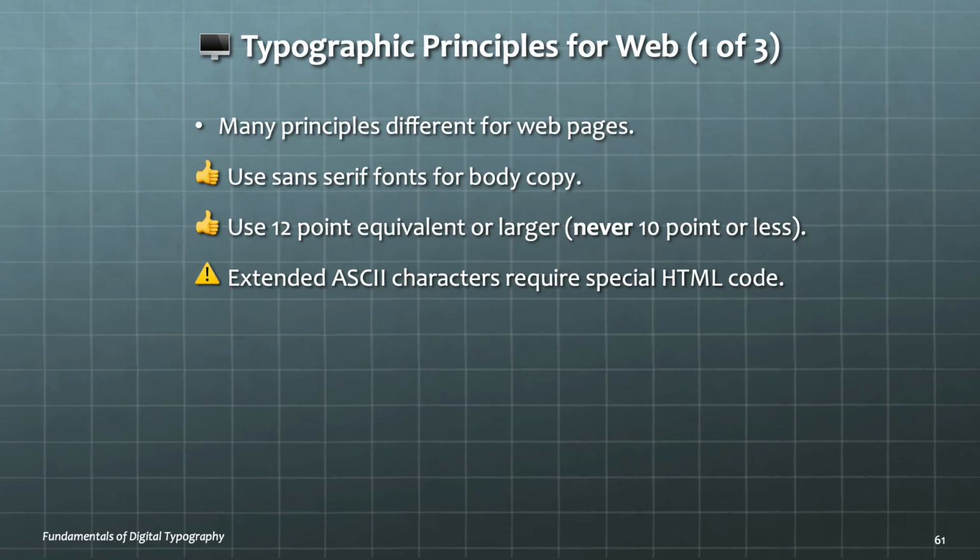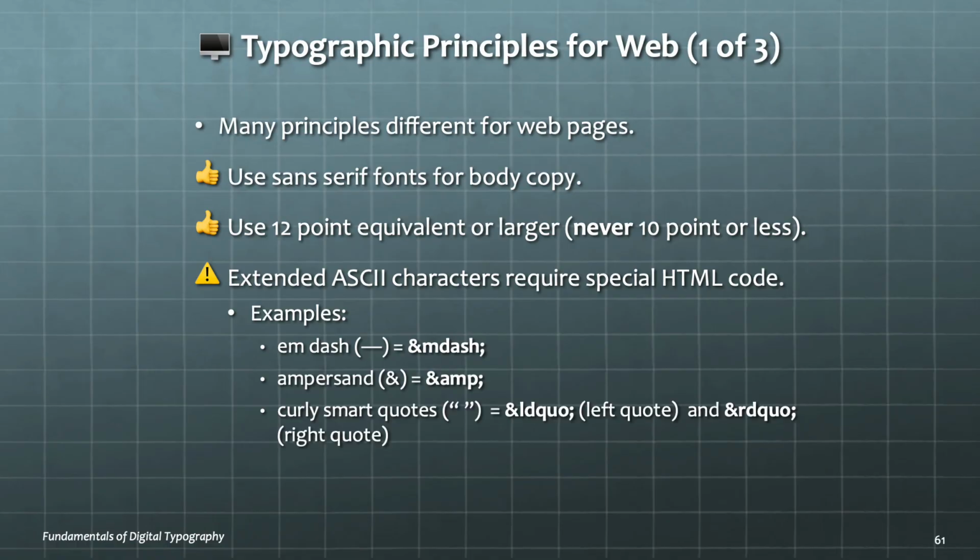Remember the extended ASCII characters like curly smart quotes and em-dashes a few slides back? As I said then, you can't just paste them from Word into a web page. They require special HTML codes. Here are some examples of HTML codes for extended ASCII characters: em-dash, also known as the long dash, ampersands, and curly smart quotes, which curve according to their position before or after the quote. Here's the website that has all the codes for extended ASCII characters.